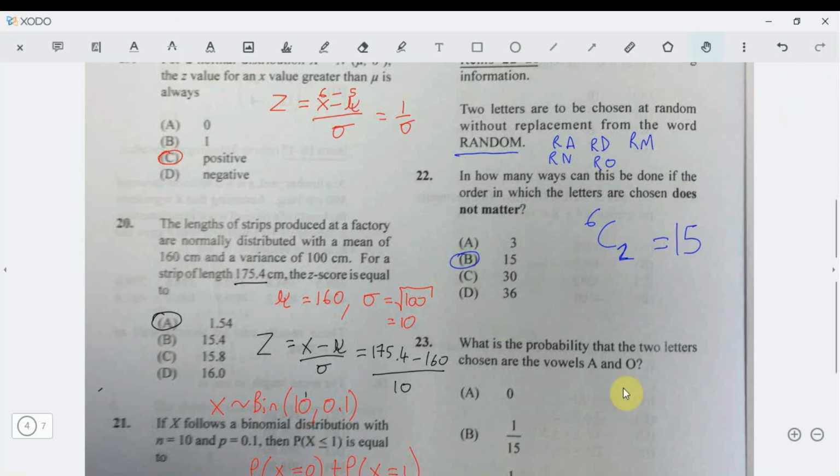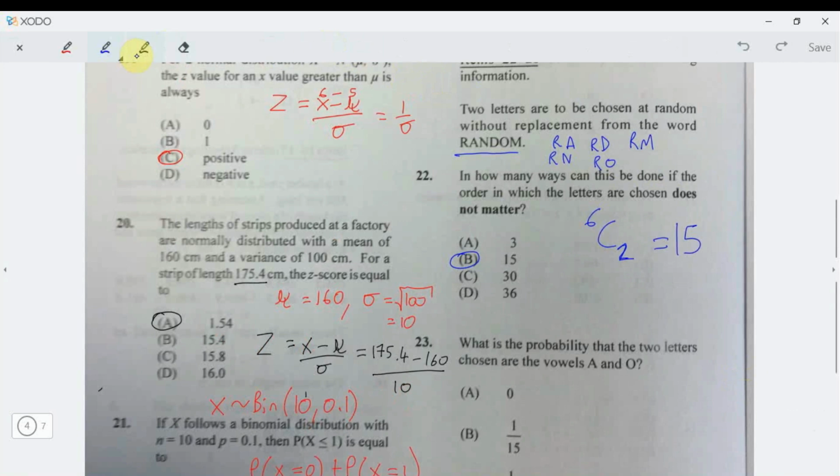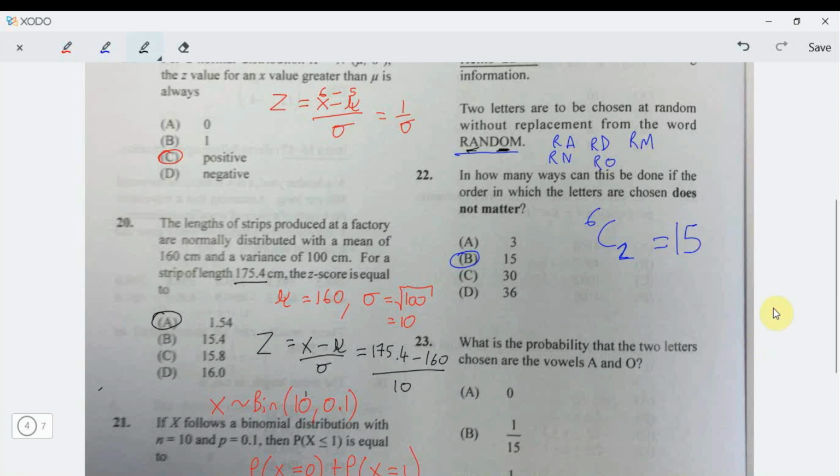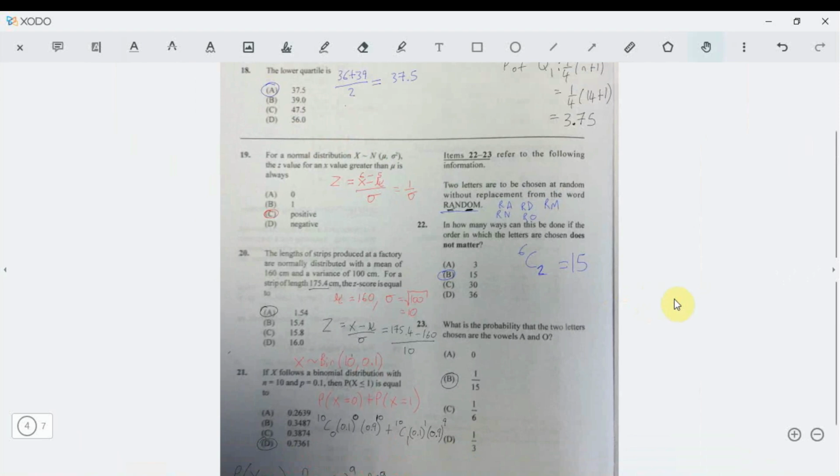Now, part 3 says, what is the probability that the two letters chosen are the vowels? What's the probability that you choose these two letters? If you choose A and O specifically, there's just one way you can get that. So that's 1 out of 15. To choose those two letters specifically, 1 out of those 15 options. Nice.